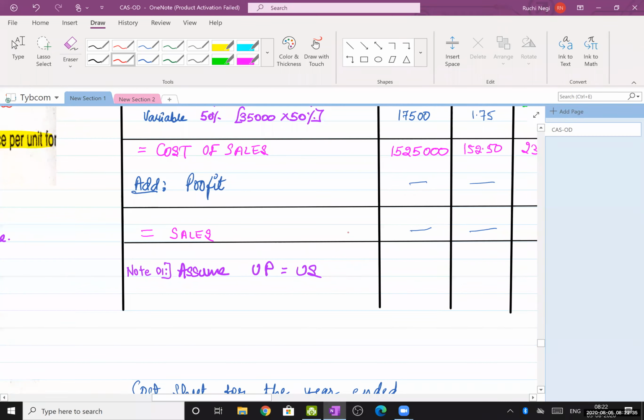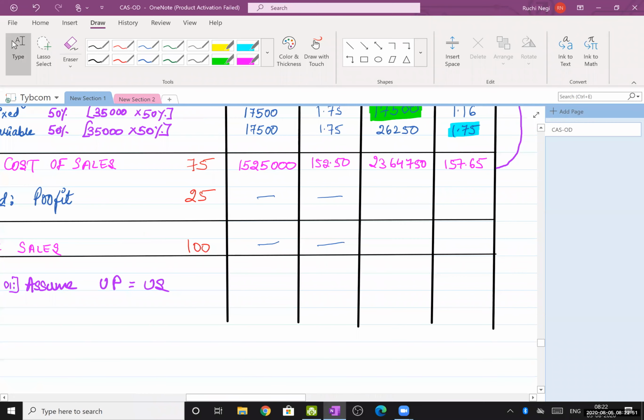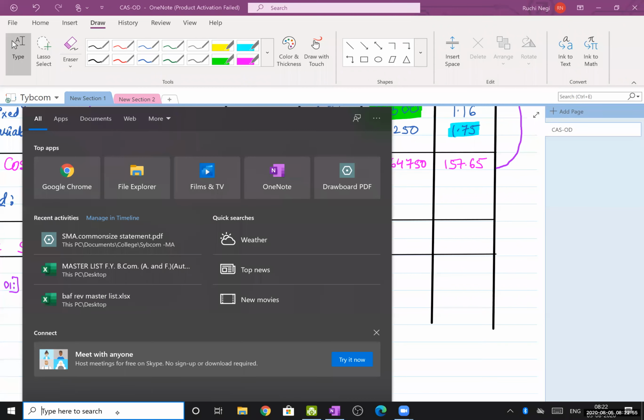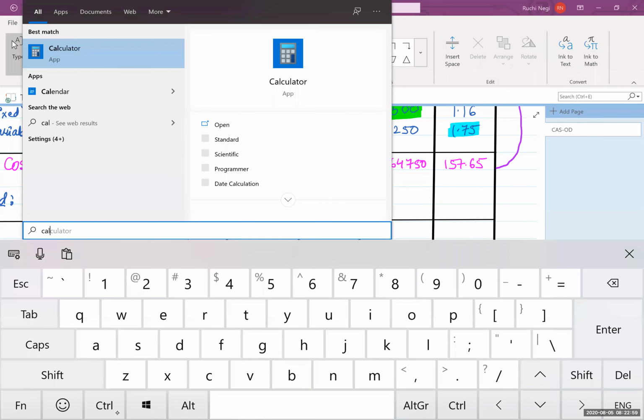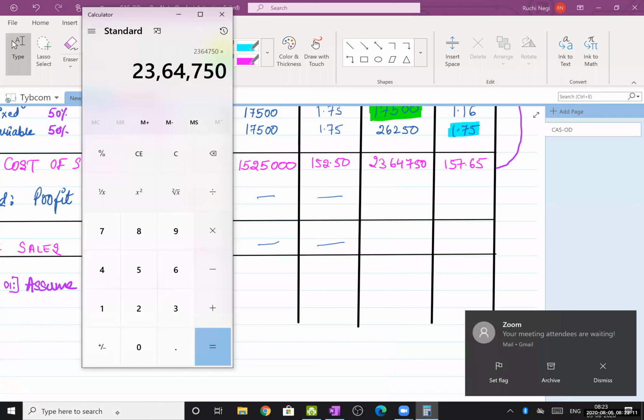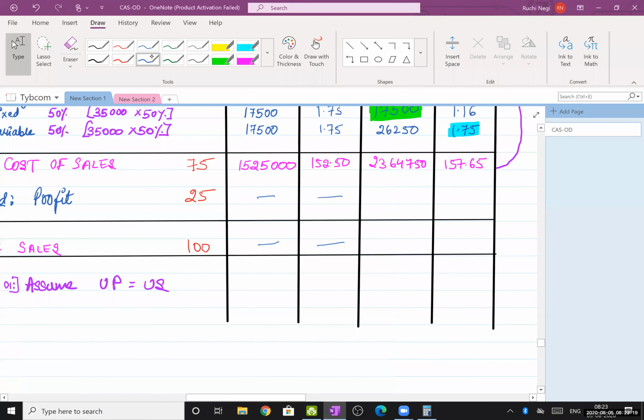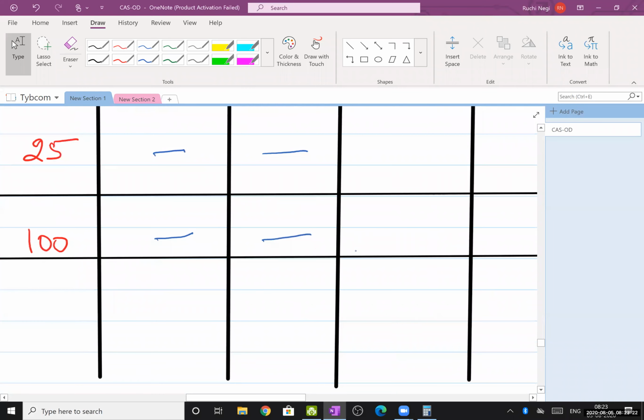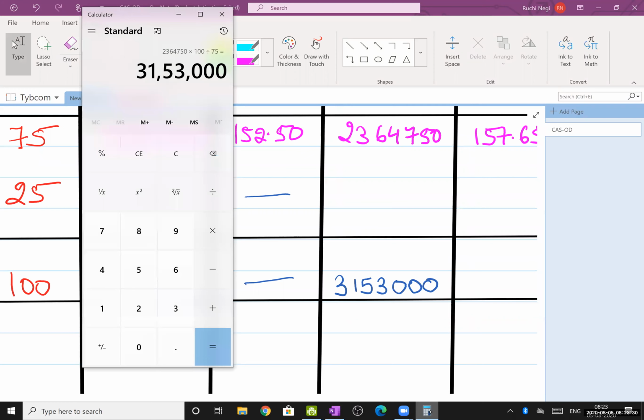so this will be 25, this will be 100. So this will be 75. Okay. Cross multiply and we will get the answer. Fine. So let us do that. 23,64,750 into 100 divided by 75. So the answer is 31,53,000. So write it here. 31,53,000. Okay. Selling price minus cost price is profit.